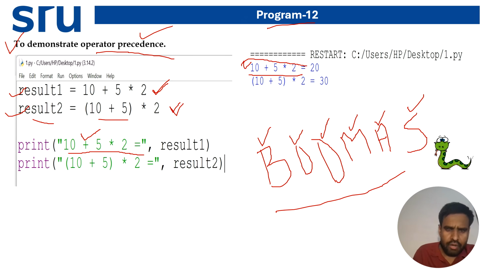Now, in result1, what operation will happen first? First multiplication will occur: 5 into 2 is 10. After that addition, 10 plus 10 means the result will come as 20. Now see result2. In BODMAS, first the bracket operation will be done: 10 plus 5 means 15. After that multiplication, so 30. The output came as 30.